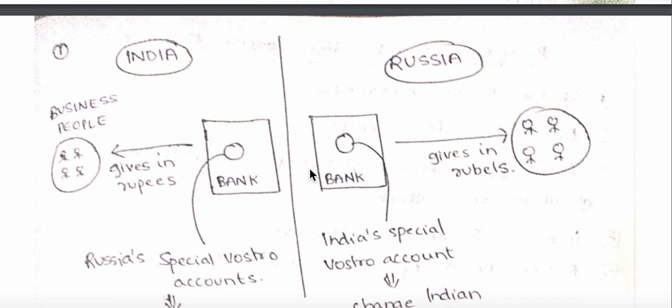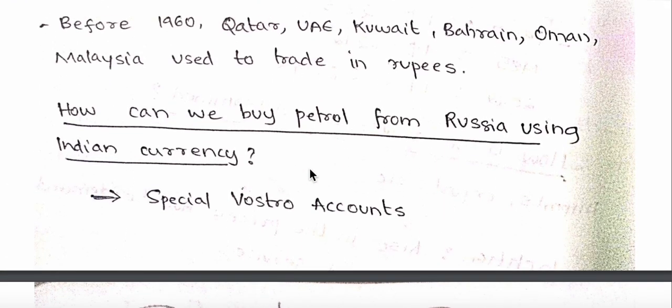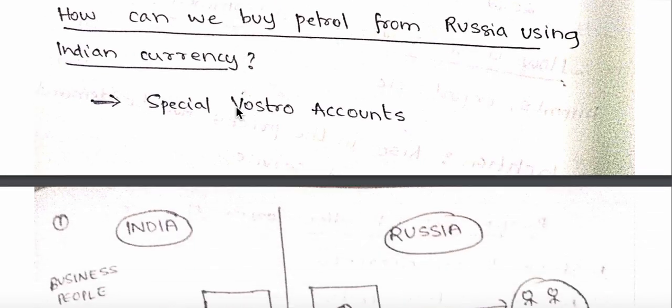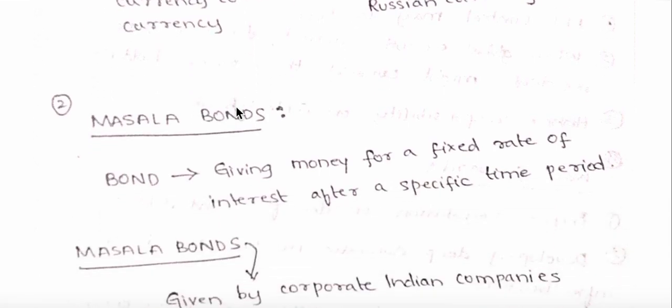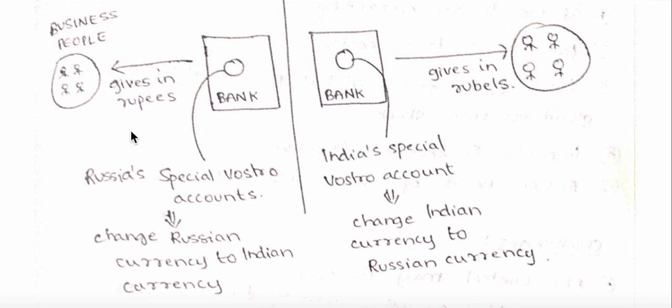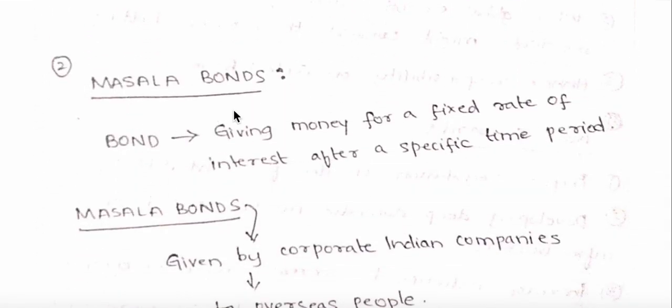By doing more activities like this, India wants to increase rupee acceptance across the globe, not only in Russia. It also wants to make trade in rupees in all these countries and many other countries. So recently, some activities for internationalization of the rupee also took place. One is creating special Vostro accounts, and the other is masala bonds.